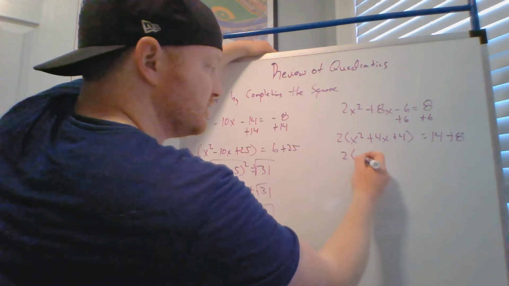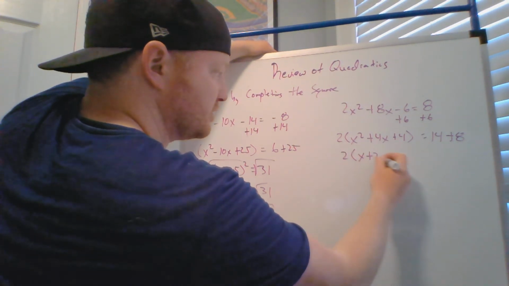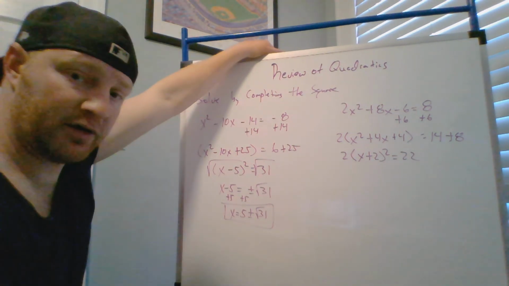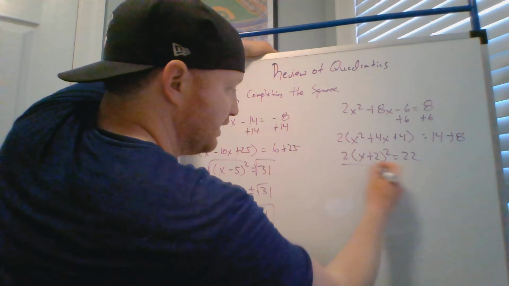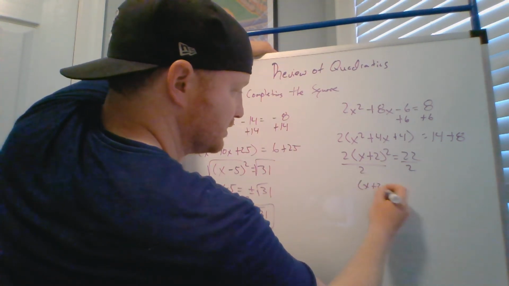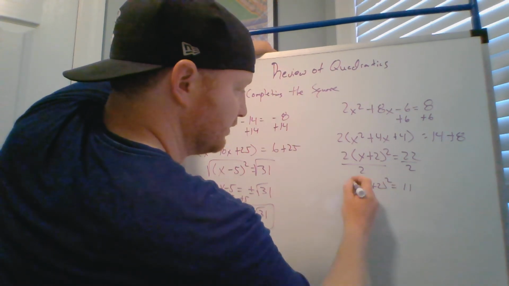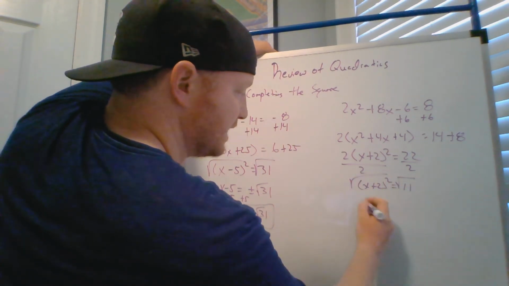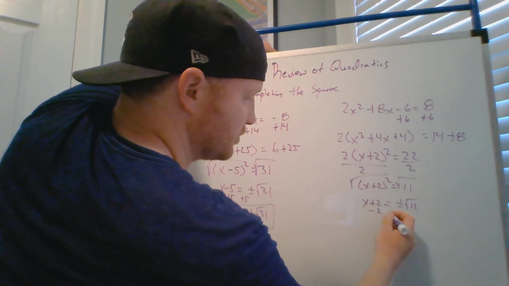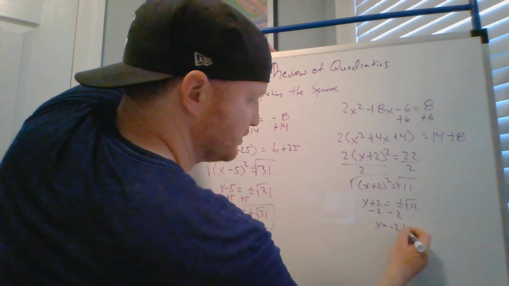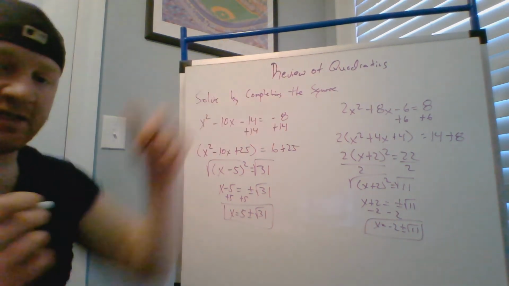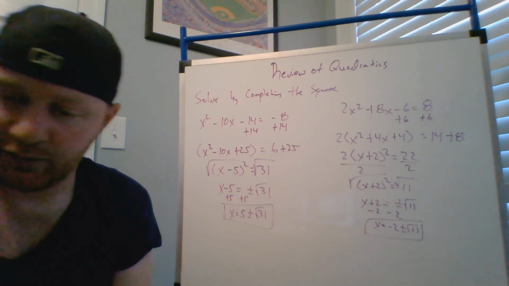So now this says 2 times x plus 2 squared equals 22. And I'm hoping this is looking pretty easy now. So now we just solve by doing the square roots. x plus 2 squared equals 11. Square root both sides. x plus 2 equals plus or minus square root 11. Subtract 2. x equals negative 2 plus or minus radical 11. Hopefully this is easy for you. I think it should be, but if it's not, that's okay.